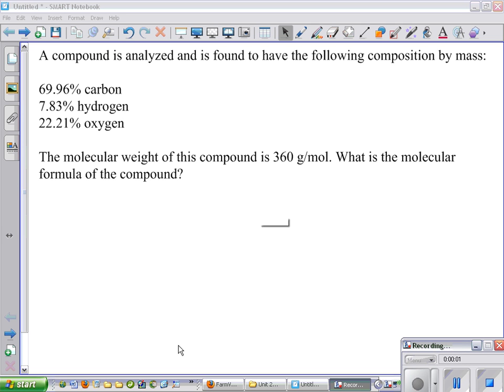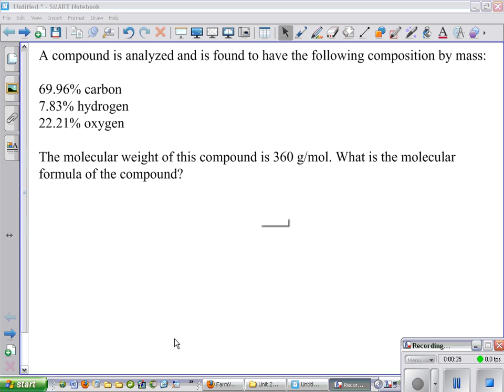In this problem, we're going to find the empirical formula and then the molecular formula of an unknown compound. The problem says, a compound is analyzed and is found to have the following composition by mass: 69.9% carbon, 7.83% hydrogen, 22.21% oxygen. The molecular weight of this compound is 360 grams per mole. What is the molecular formula of the compound?